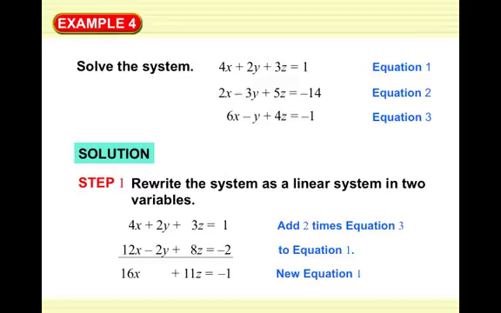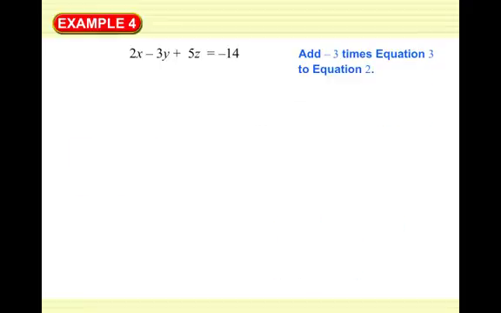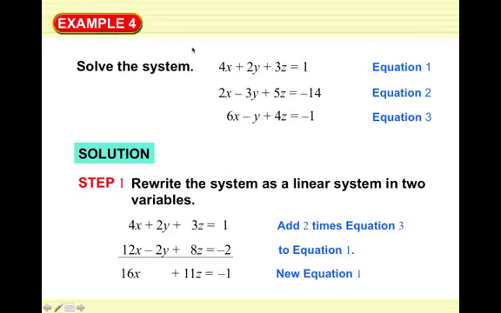So now I want to combine either equation 1 with equation 2 or equation 2 with equation 3. Okay, and I want to get rid of y again, because the idea is to end up with a system in terms of x and z in this case. So if I multiply equation 3 times negative 3, that's going to give me opposites of what I had in equation 2. So when I do that, here's equation 2, 2x minus 3y plus 5z equals negative 14, and I just got that from equation 2.